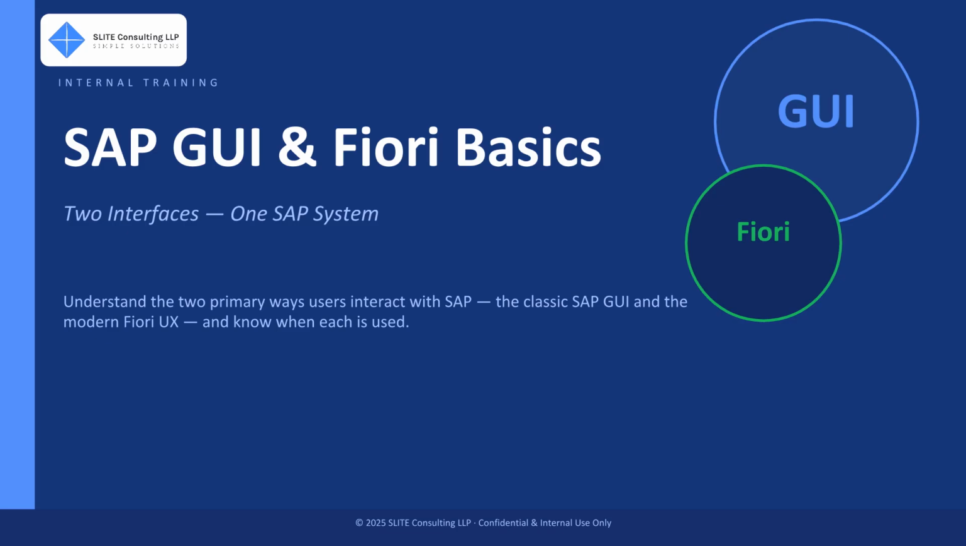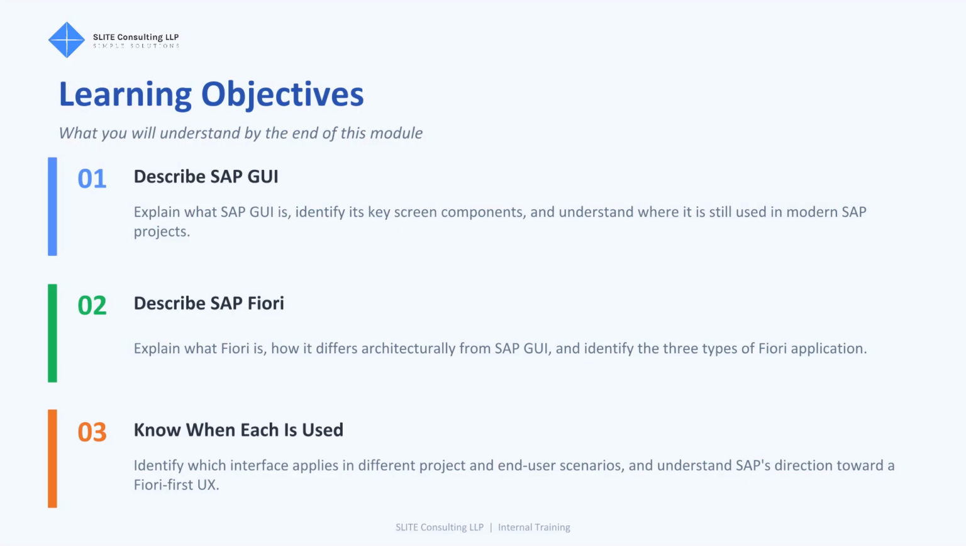Same SAP system, same underlying transaction. 2 completely different user experiences. This module explains why and when each interface is the right tool. By the end of this module, you will be able to describe SAP GUI, what it is, its key components, and where it is used, describe SAP Fiori, its design principles, the 3 types of Fiori app, and the Launchpad architecture, and identify which interface is appropriate in different scenarios.